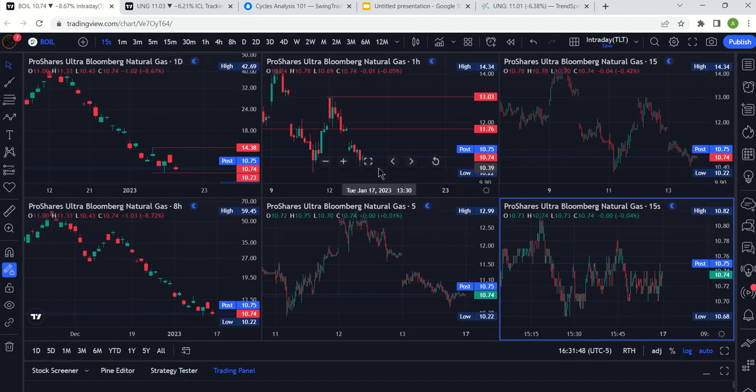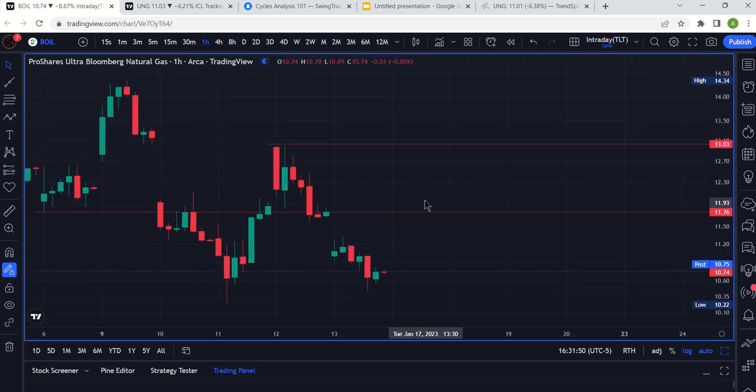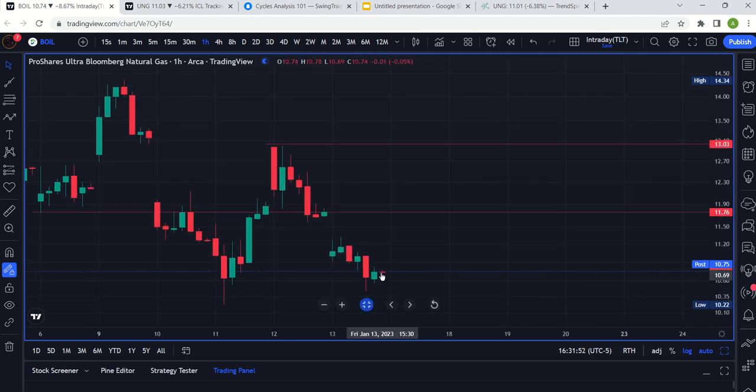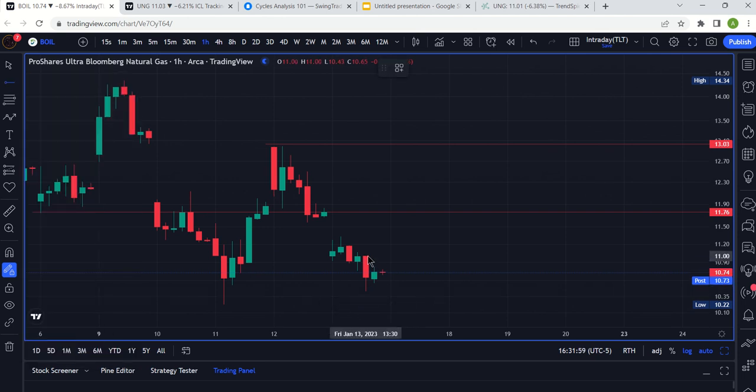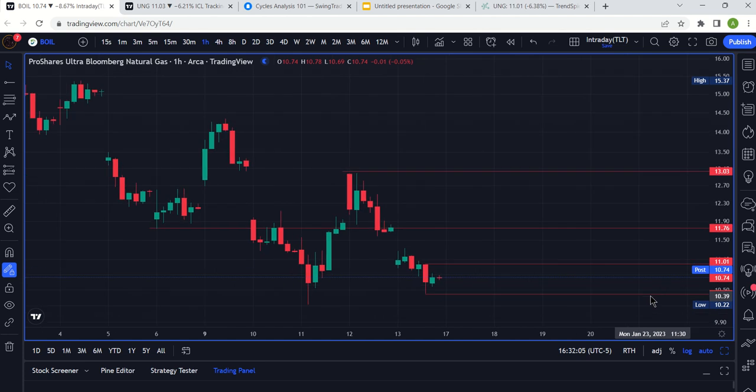Is there anything significant? On the hourly chart, we closed the hourly chart as an inside candle. That is significant. That's important to know about those levels. It's an inside candle there and there. Those are your levels, right? So high about $11, low of $10.42.